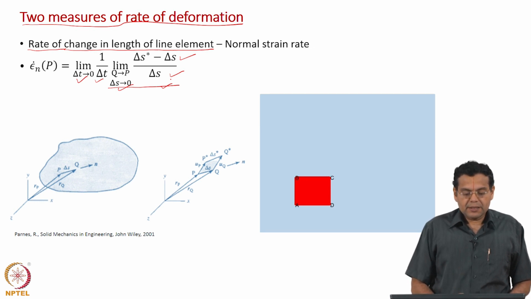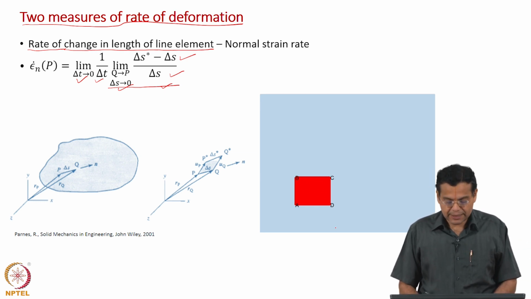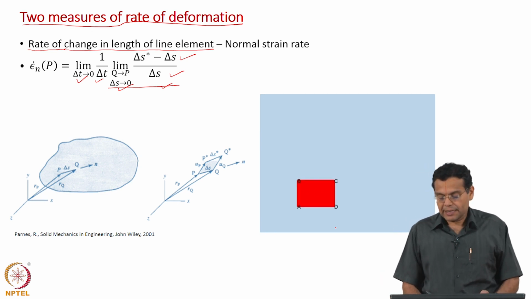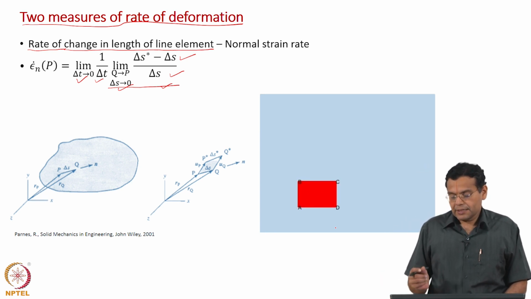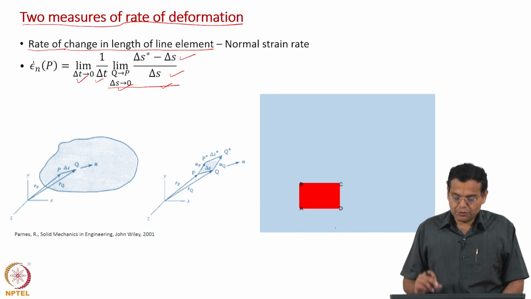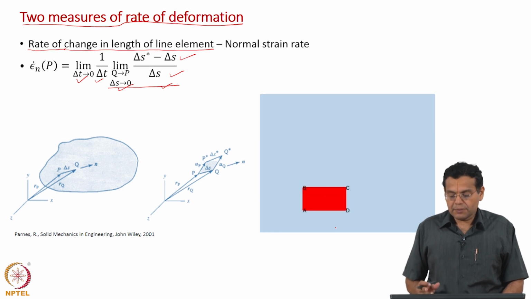The other limit makes the definition of normal strain rate instantaneous. This animation shows a rectangle element, and let us see what happens. If you focus on the line element AD, its length keeps increasing with respect to time. If you focus on the line element AB, its length keeps decreasing with time. So, this is what we mean by normal strain rate.